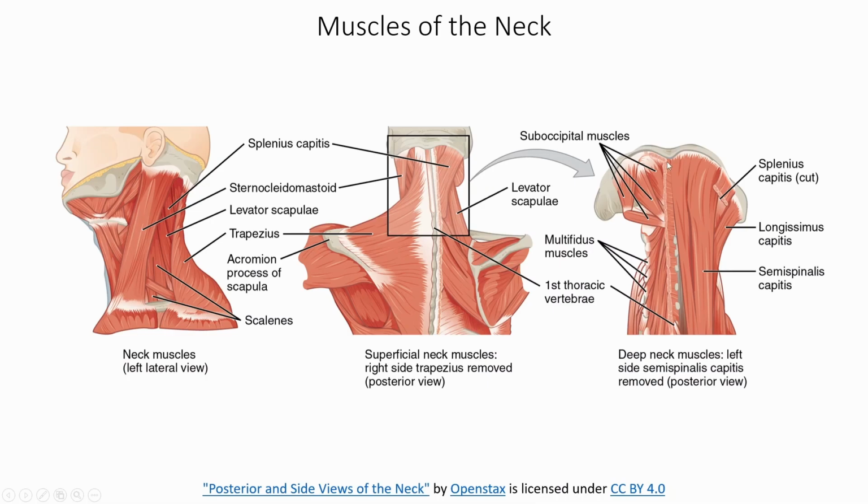And then over here, right now we're getting really deep, right? So we've gotten way deep. We have the suboccipital muscles, so below the occipital bone, right in the neck. The splenius capitis, which has been cut away. The longissimus capitis, capitis we think head, right? The semispinalis capitis, right? So connecting head downward.